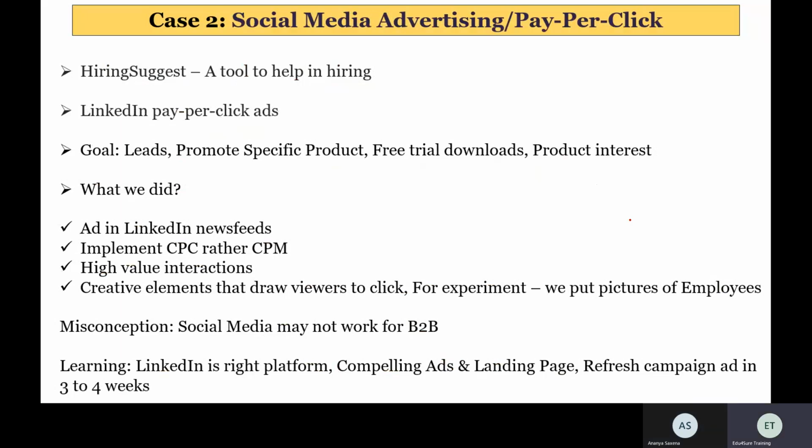That is an impression. Whenever I'm opening LinkedIn, I can see some ad from Hiring Suggest, because they are solving the problem which I'm looking to solve, like hiring people. So I can click and leave my email ID. I can connect with them. So the goal for Hiring Suggest was to get leads to promote their specific product. And because it is a tool to help in hiring, they can also ask me to use a free trial for 7 days or something in this way.